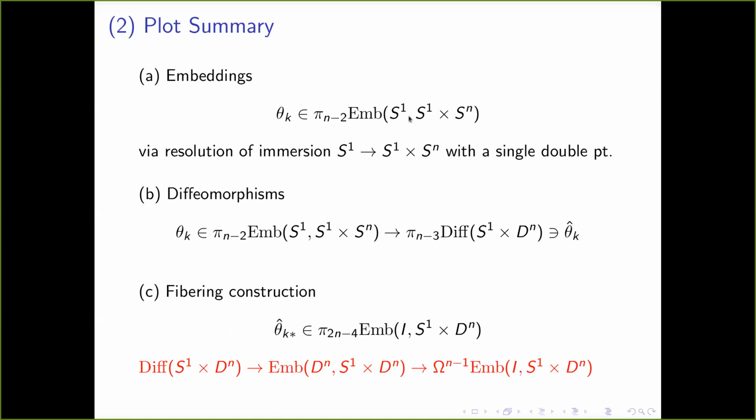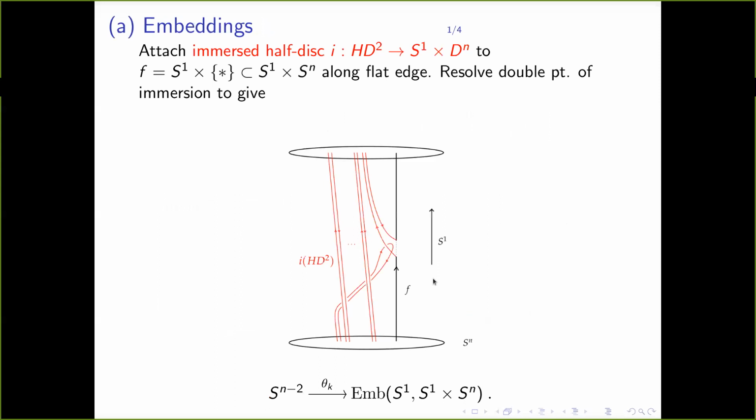We're going to get families of embeddings of a circle in S1 cross Sn. Then we're going to convert them to diffeomorphisms. Then we'll do this fibering construction, and that's where the bulk of the work is.